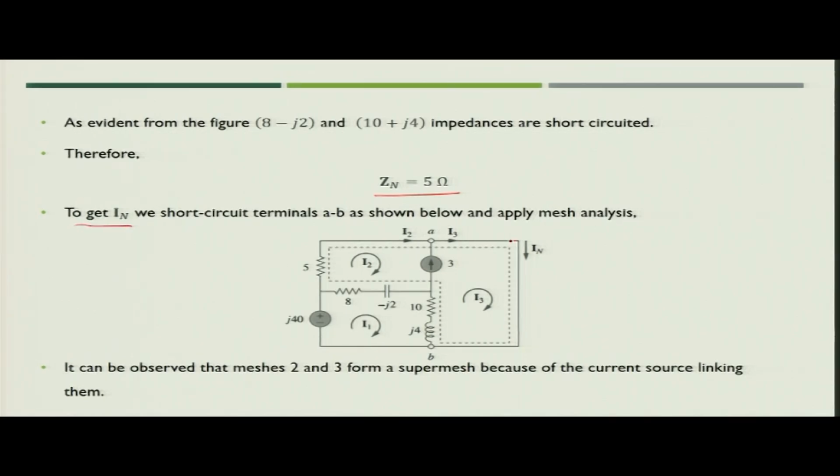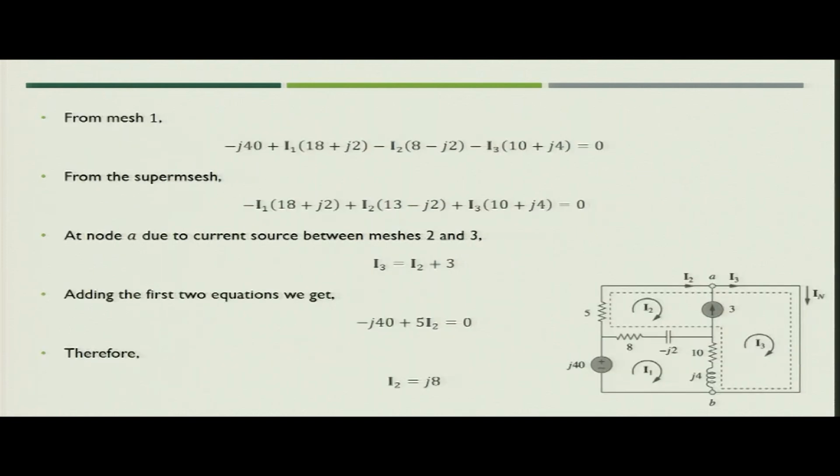To find the value of In, we short circuit the terminals A, B and then we solve for the value of In. Now, from this figure you can see that the current source which is there in the figure is coming between two loops. So, what you can create? You can create a super mesh because current source is common to both of the meshes. So, we will create one super mesh containing mesh 2 and 3 and then we will write the mesh equation.